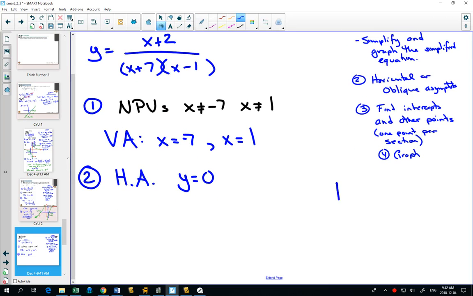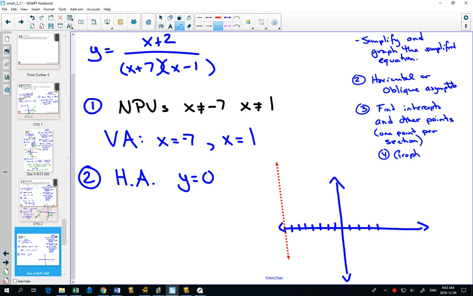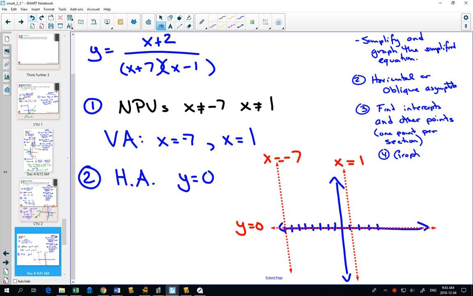So at this point, off to the side, I would start my graph and label all of my asymptotes.